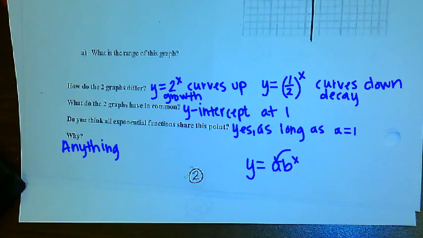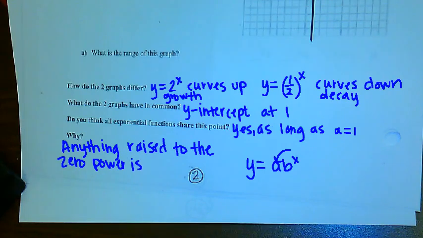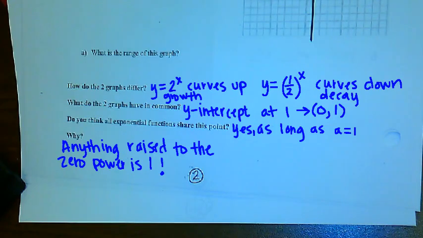Okay, and the reason is because anything raised to the 0 power is 1. Okay, so for example, again, if my y-intercept is at 1, that means that the coordinate is (0, 1). Okay, so x would be 0. So if I were to substitute a 0 for x into either of these, I would get a 1 every time.